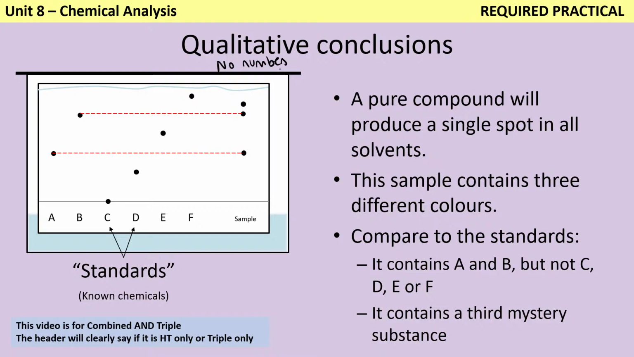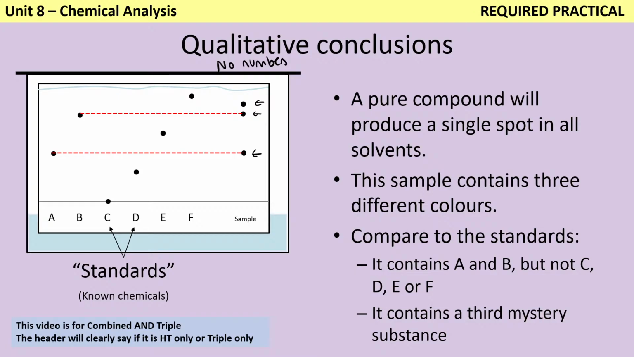So we know that a pure element or a pure compound will produce a single spot in all solvents. So the fact that my sample here has not got a single spot, it's got 3 of them, that tells me it's not pure. But my standards could well be. So the first thing I could say, looking at this, is that because my sample has got 3 spots, that means it contains 3 different colours.